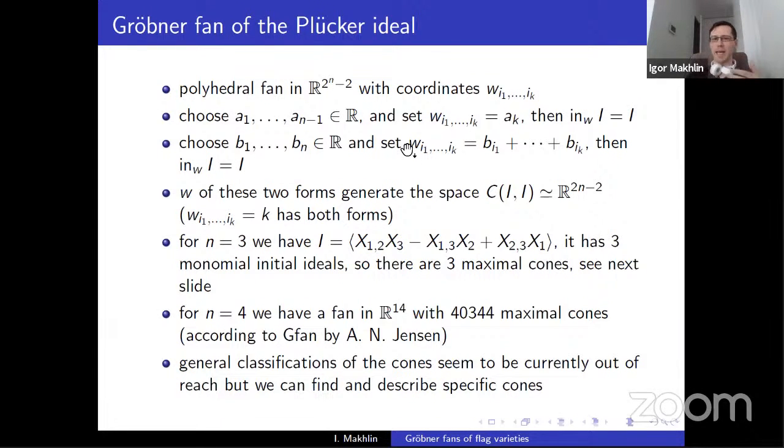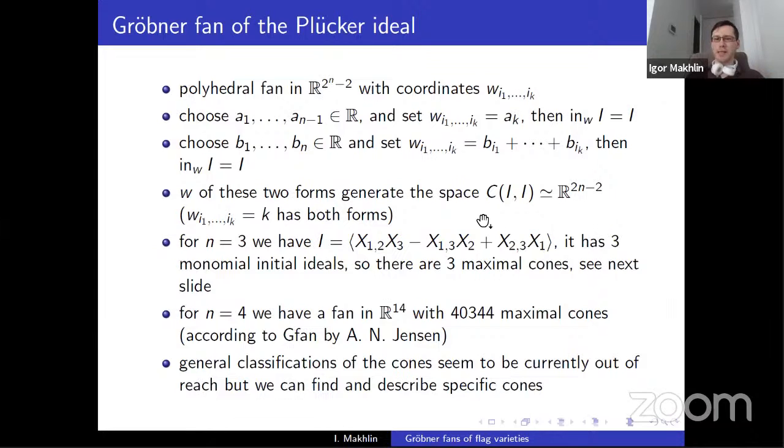Okay, and what I want to say is, this second bullet point gives some linear subspace of weights, and this third bullet point also gives some other linear space of weights. And I want to say that C_I, the minimal cone in our fan, is actually the sum of these two subspaces. So weights of this form plus weights of this form generate this linear space. Well, this is just an observation, something that we can say right away about the Gröbner fan of the Plücker ideal.